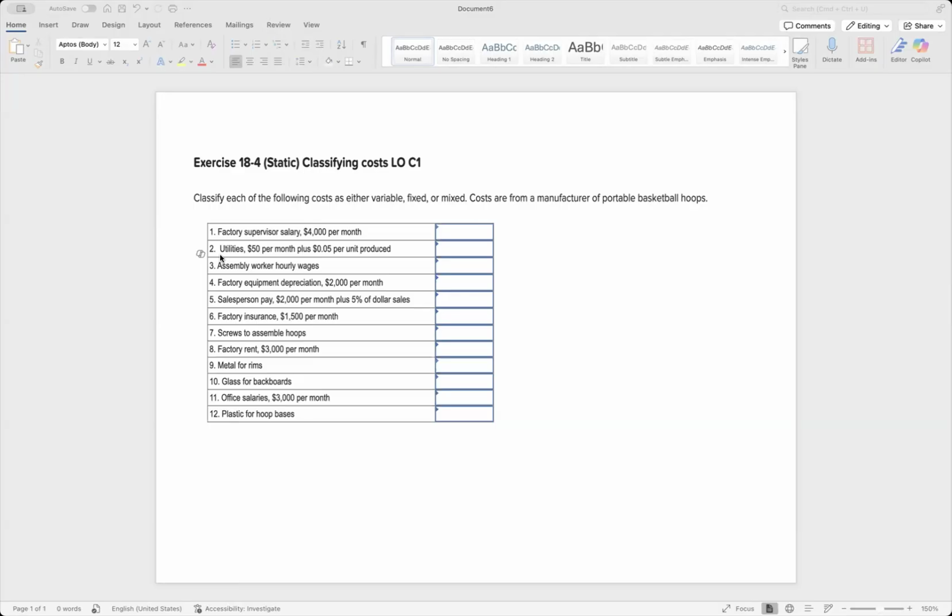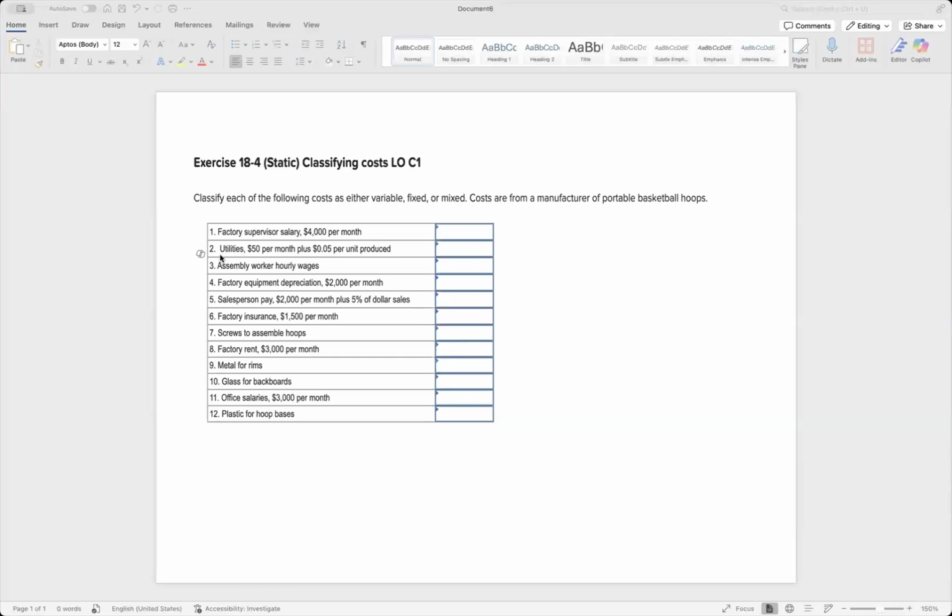Number nine, metal for the rims of the hoops. So you will need the amount of metal for the number of hoops that you produce. So that's going to be a variable cost. So number nine is variable. Number 10, glass for the backboards of the hoops. So again, depending on the number of hoops you produce, that'll determine how many backboards you need. So that's going to be variable cost as well. So number 10 is variable.